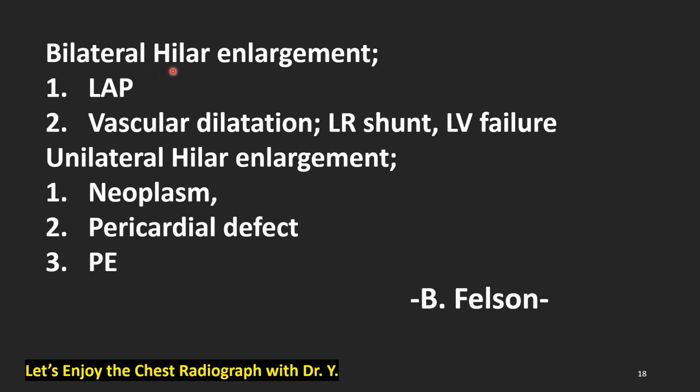In bilateral hilar enlargement, we see first lymphadenopathy of sarcoidosis or lymph node metastasis. Second, vascular dilatation of pulmonary arteries, such as left-to-right shunt of ASD or VSD, and the pulmonary vein in left ventricular failure. In unilateral hilar enlargement, we see first neoplasm, most importantly lung cancer; second, pulmonary artery defect; third, pulmonary embolism, Benjamin Felson.